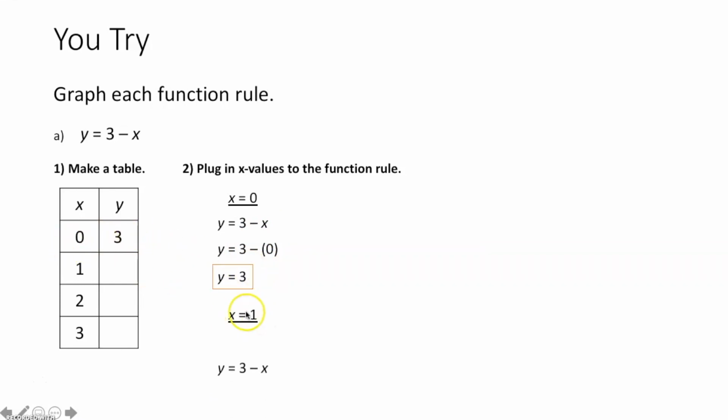Now take 1, plug it in the function rule for x. So what is 3 minus 1? That's going to be 2. So now I take 2, plug it in the t-table next to 1. I'm now going to take 2, plug it in for x in my original function rule. What's 3 minus 2? That's 1. So I'm going to take 1, plug it in for y next to my x value of 2.